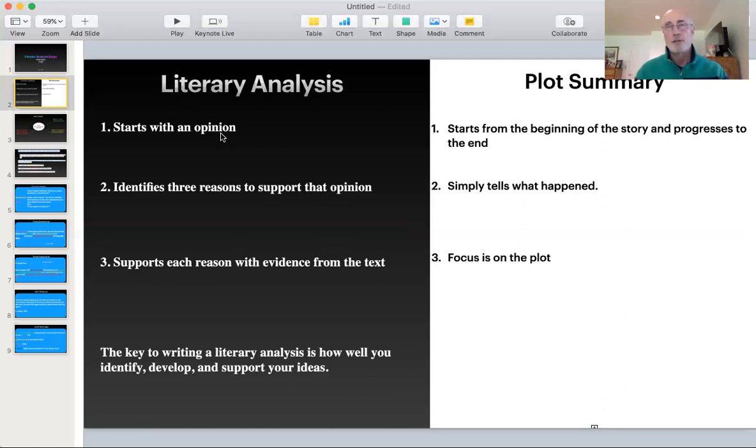Let me give you a movie example real quick. Think of a movie you've seen that you really like, and I ask you, why did you like that movie? What were the three best things about it? Was it the characters, or the action, or the special effects, or was there a romance? What did you like about that movie?